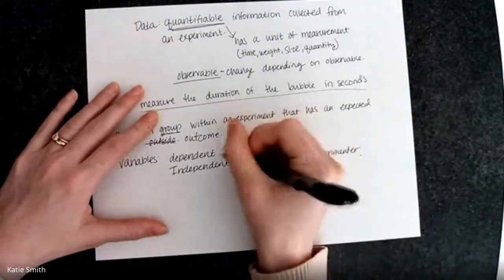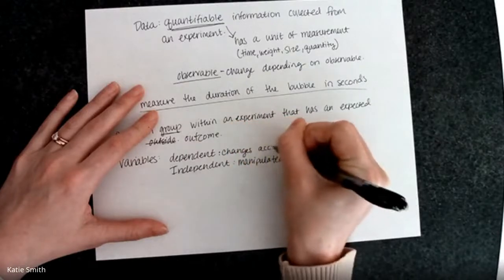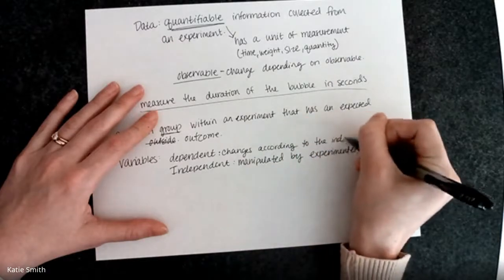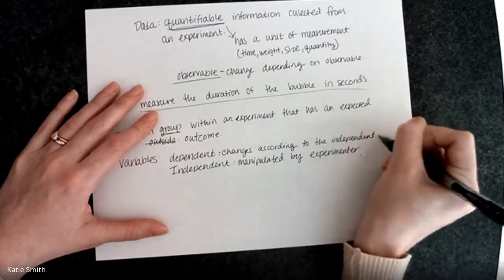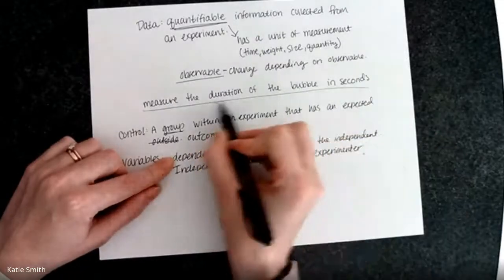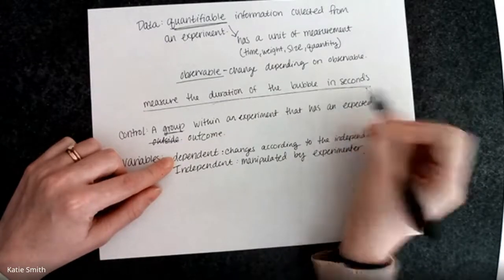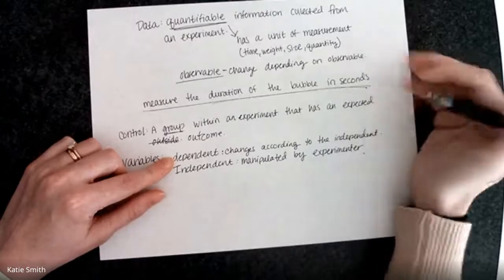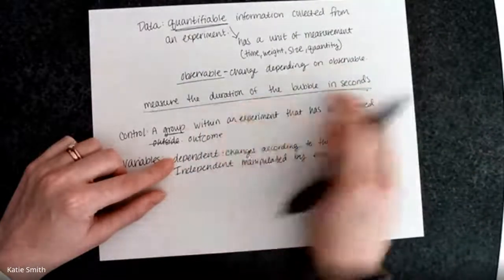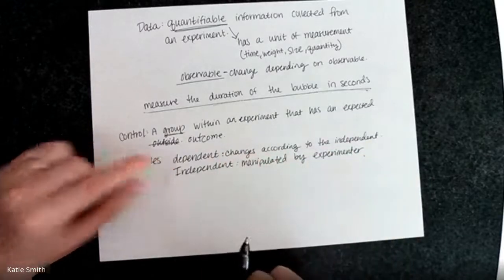The dependent variable changes according to the independent. So the dependent variable in this situation is going to be the duration in seconds. And the duration that the bubble lasts will change according to the solutions that I use. So the solutions themselves, the solutions that I choose, water and dish soap and water and corn syrup, are independent. I chose those, but the duration of the bubble in seconds, the results that I'm going to be checking, is going to be different according to the independent variable.